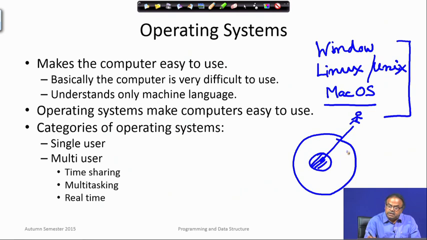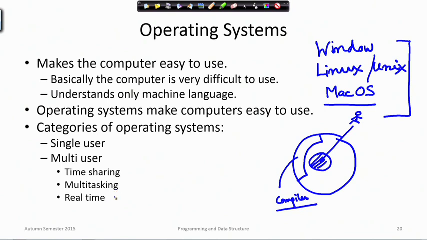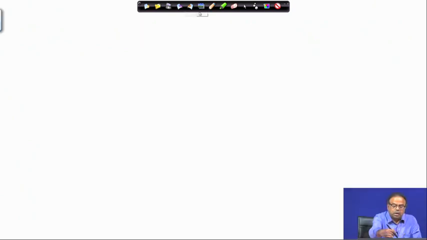Now, this operating system also activates another system software that we have talked about, that is a compiler, right. The operating system will call or will activate the system software called the compiler, when you want to run a high level program. Okay. Given this background, let us now move to discussion on programming.